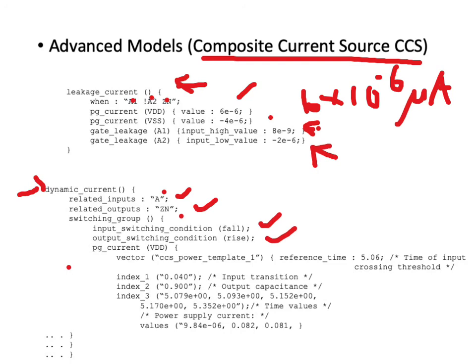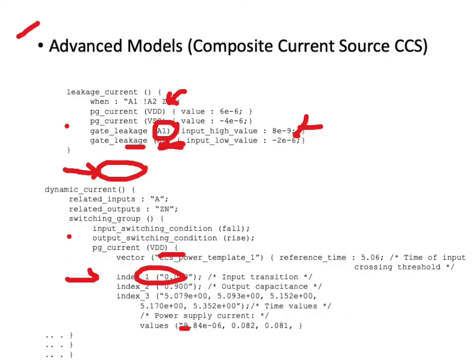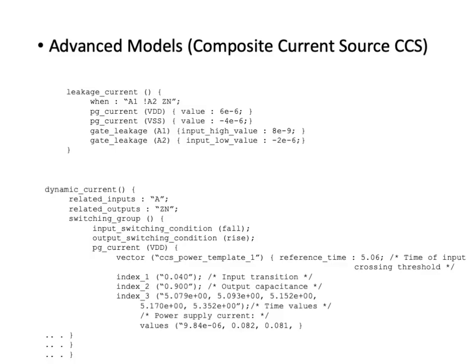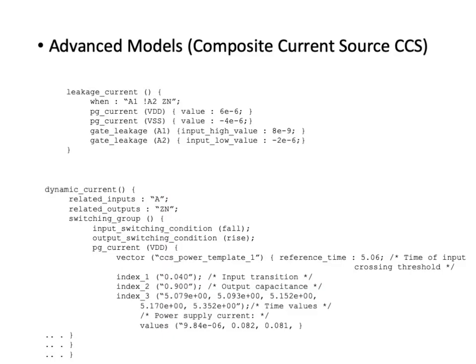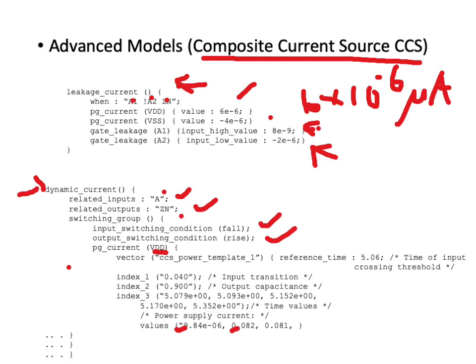We can specify the currents being drawn from VDD as the following values given in this table, corresponding to a specific input transition time, that is the transition time for A making a fall transition, an output capacitance of 0.9 picofarads, and a time value here associated with the time of the input crossing the threshold.